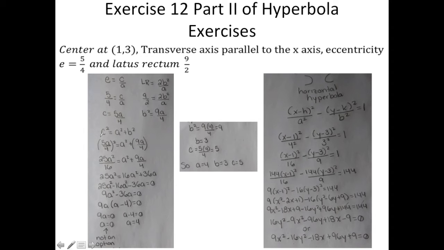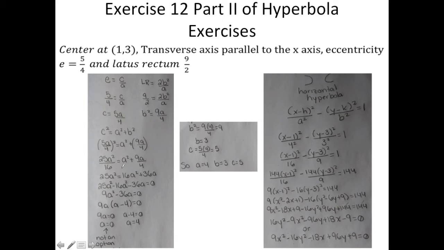I use the condition, which is c squared equal to a squared plus b squared, and I substitute what I found. So c would be 5a/4, but squared, and b squared is already 9a/4. I multiply: 5 squared and a squared give me 25a squared, and 4 squared gives me 16. Then I multiply everything by 16 to eliminate my denominators. So this one by 16 gives 25a squared, this one by 16 gives 16a squared, and this one by 16 gives 4 times 9, which is 36a.